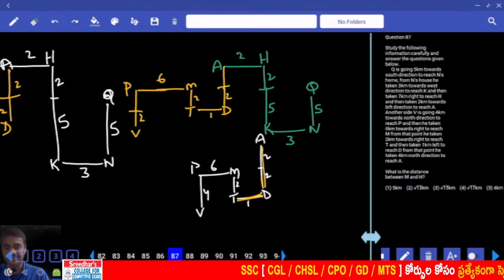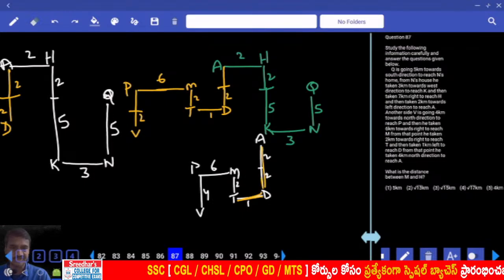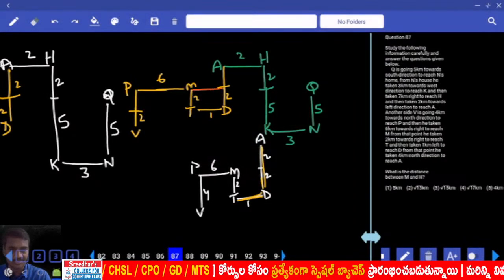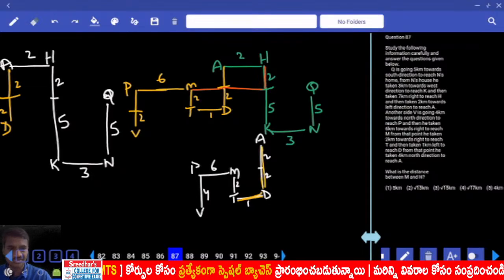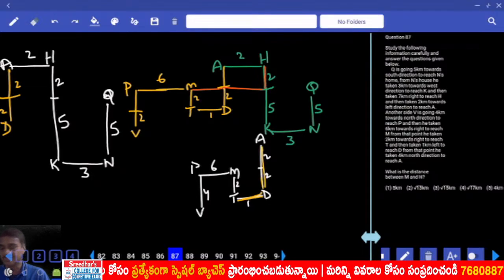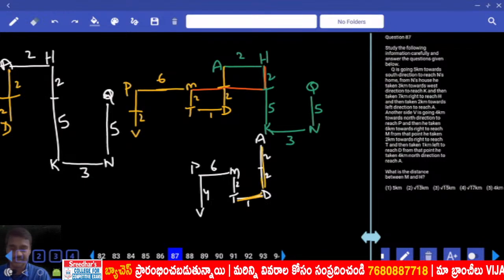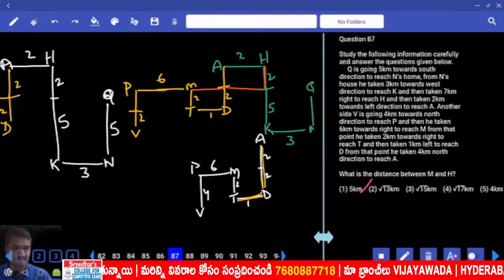Then the distance between M and H. Now tell me what is the distance between M and H here? M is here and H is here. Now we need to find the distance between these two. Now this is 1 plus 2, 3, isn't it? Then this is how much? 2 meters. Now 3 and 2: 3 square is 9, 2 square is 4, 9 plus 4, root over 13. Now root 13 is choice 2.